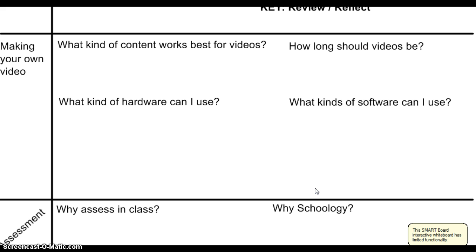So let's say you wanted to make your own video. Again, you don't have to. You can pull a video from somewhere else online, and that's just as good, and I do that very often. But if you're going to make your own, what kind of content works best for videos? Well, usually I like to do some sort of pre-teaching. So something that they're going to see in class that would help them with some prior exposure.